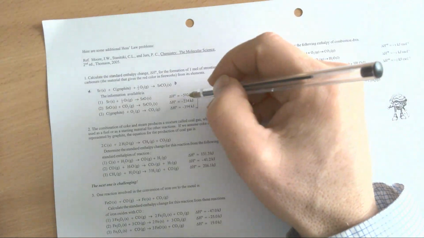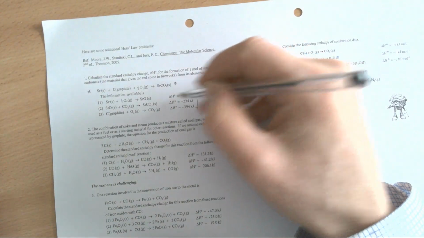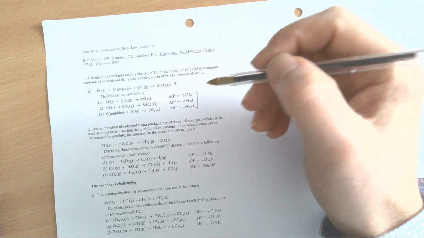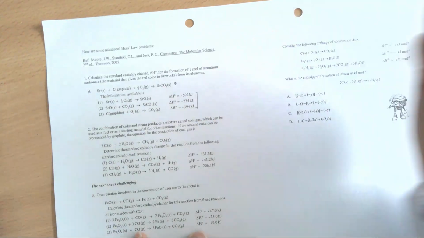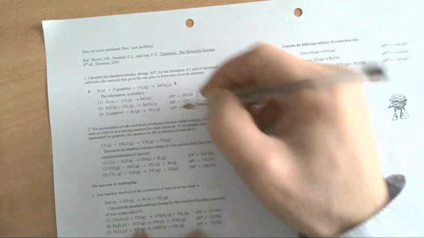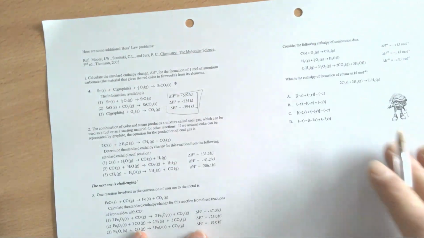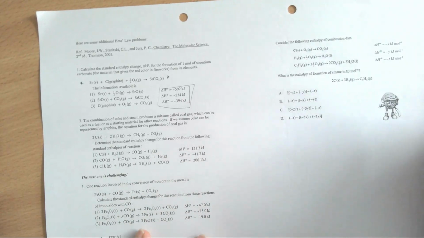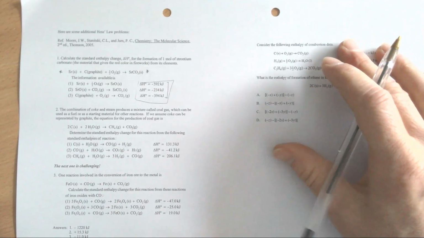And if you work out whether those reactions are going in the forward or reverse direction, work out how many moles of each, or how many multiples of each one you need, you can simply add or take away some numbers to get the overall enthalpy change for the reaction. So I'm going to do question 1 and 2 here.